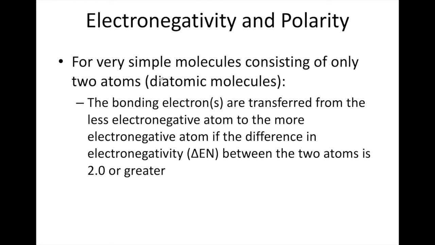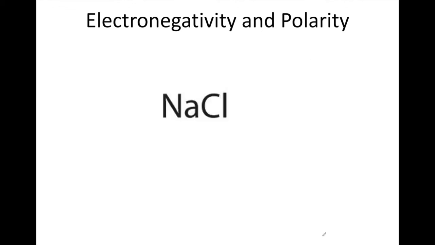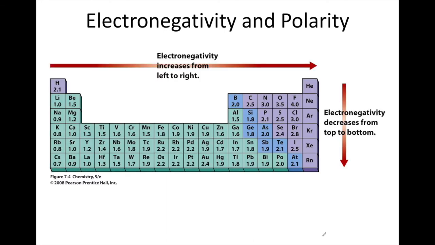For simple molecules consisting of only two atoms, again, bonding electrons can be transferred from the less electronegative to the more electronegative atom if the difference in electronegativity is greater than 2.0. So compounds that have atoms with differences in electronegativity greater than 2.0 are said to be ionic because we have a transfer of electrons. The bond is not a polar covalent bond, it is an ionic bond, and ionic compounds generally consist of metal cations and non-metal anions because metal cations tend to have low electronegativities and non-metals have higher electronegativities.